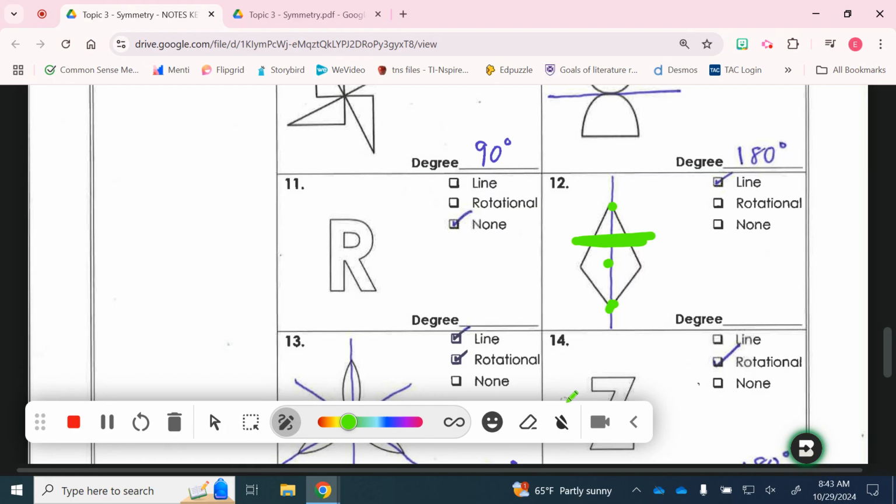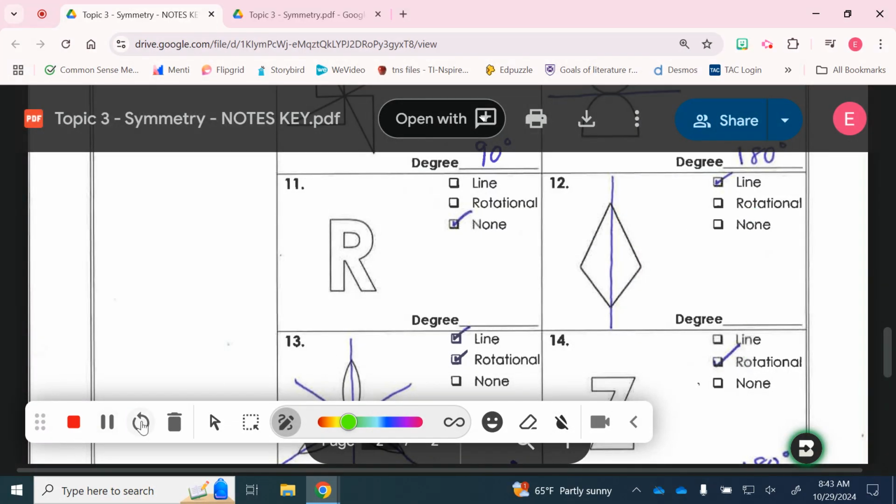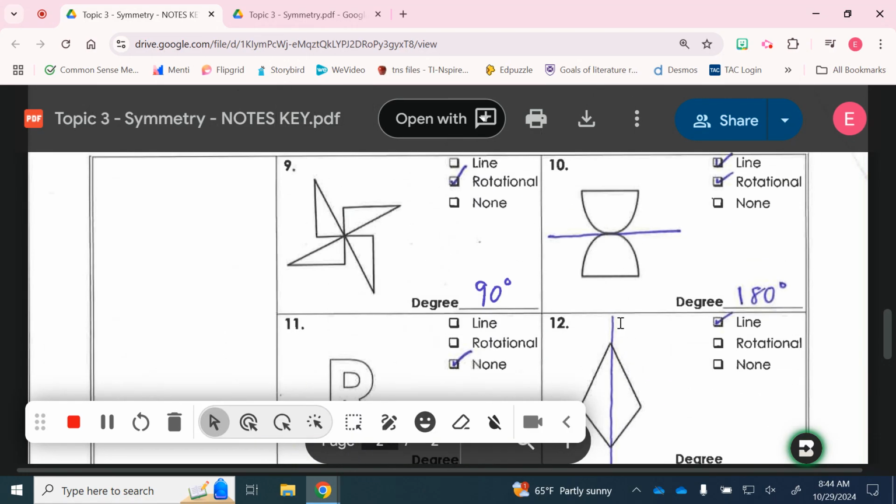Any other questions? Can you go back up to 10? Yeah. 10, just remember it has that error. It has one that goes up and down too, so there should have been 2 lines of symmetry there.